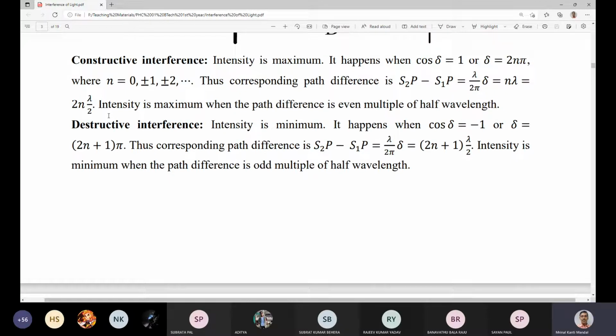Now, in case of destructive interference, intensity is minimum. So when will it happen? When cos delta equals minus 1, or delta equals twice n plus 1 into pi. Thus, what will be the corresponding path difference? Path difference will be lambda divided by twice pi into delta, that is twice n plus 1 lambda by 2, because twice pi will be cancelled out. Intensity is minimum when the path difference is an odd multiple of half wavelength, and intensity is maximum when the path difference is an even multiple of half wavelength. Point is clear?